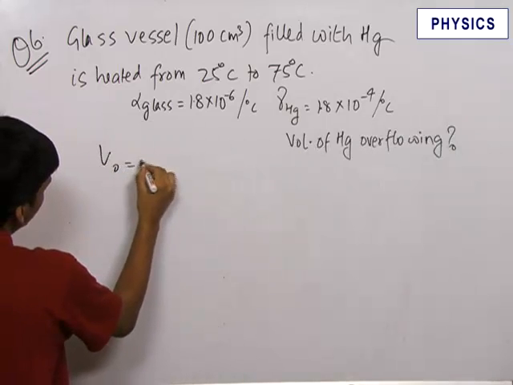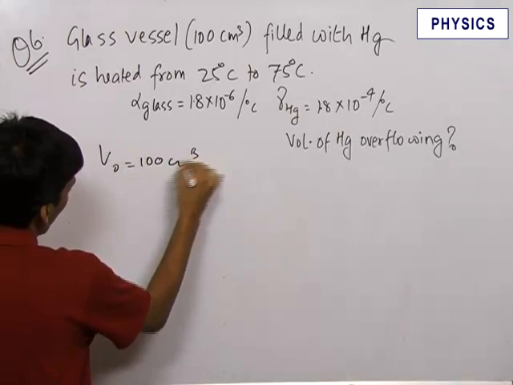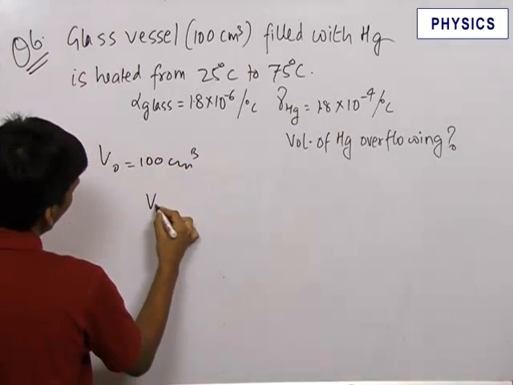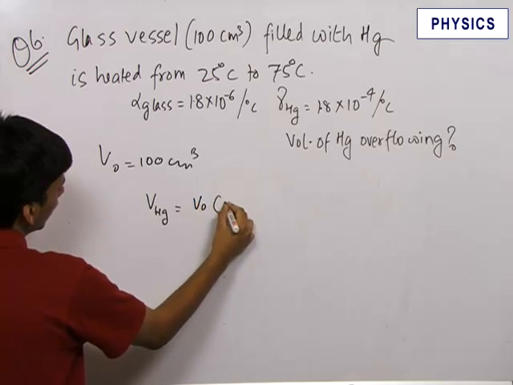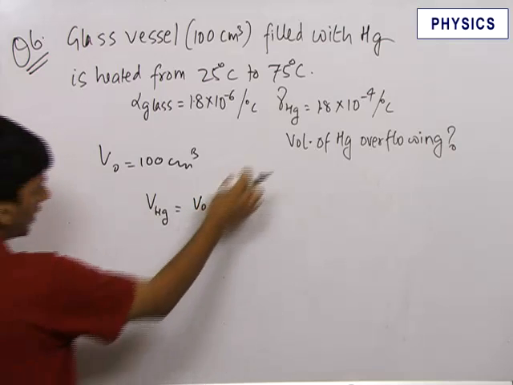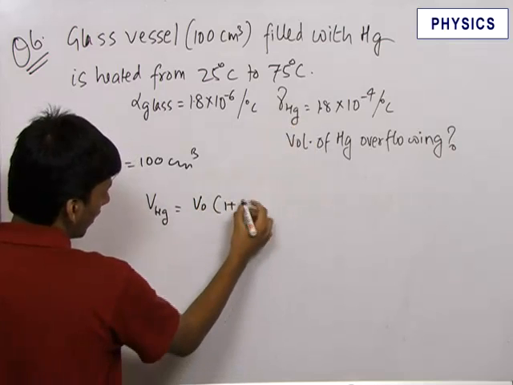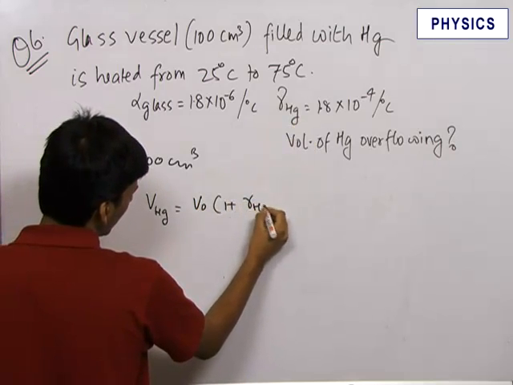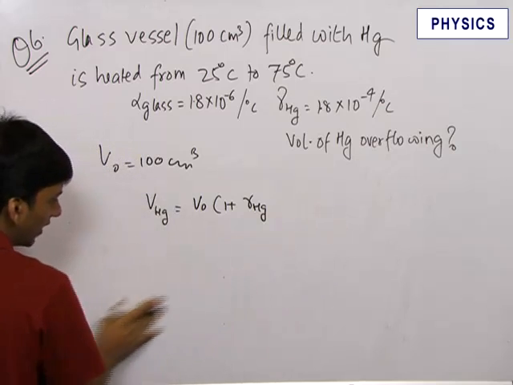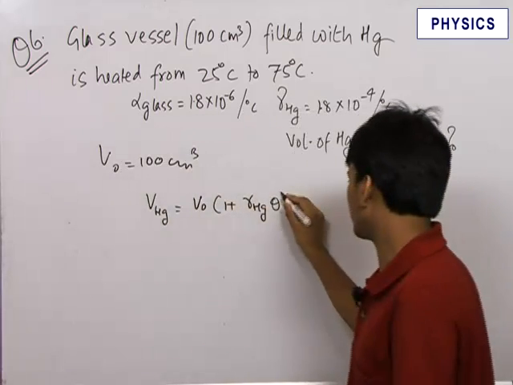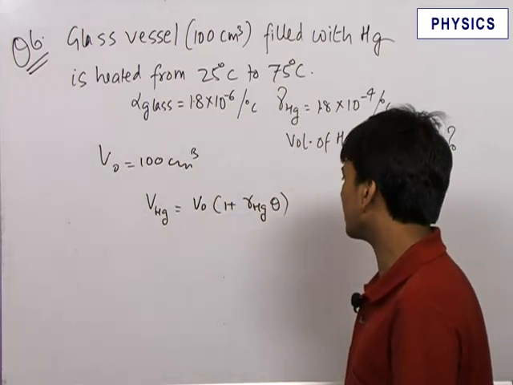Let V0 is equal to 100 centimeters cube. For mercury, V final of mercury is equal to V0 into 1 plus gamma mercury, that is the coefficient of volume expansion, into delta theta. Let us first solve for the general case. This theta is the rise in temperature.